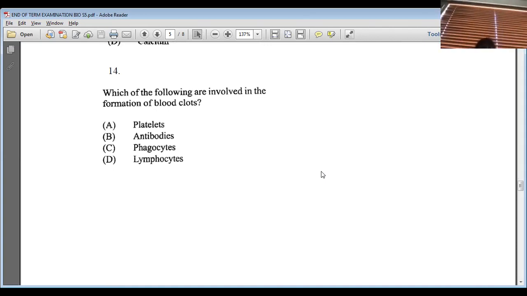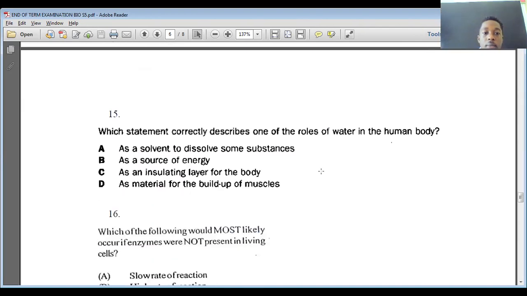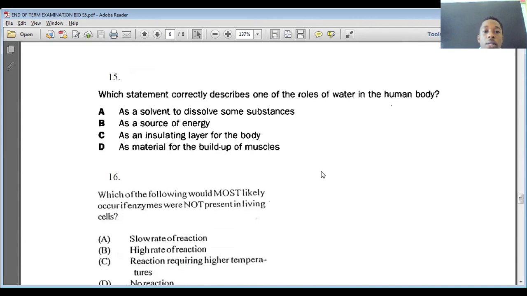This one. Come on. Platelets. Number 15. Which statement correctly describes one of the roles of water in the human body? You know this. Oh, I guess this one too. Hold on. I think yes? No, man, this shouldn't be good, because some of them made sense, so I didn't know which one to put.